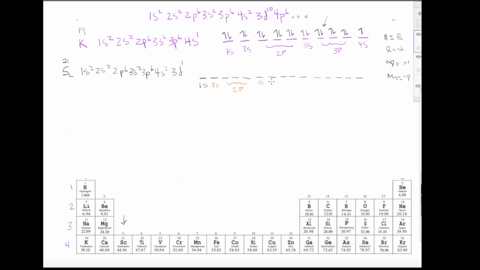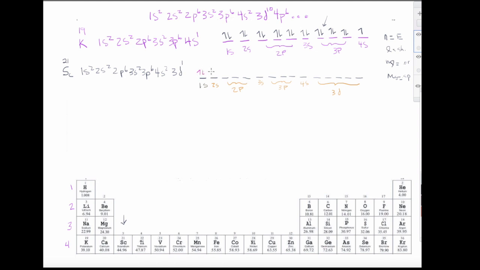Yes, you have to label the platforms so that it's absolutely clear. This is going to be 4s, and then we have 5 possibilities for the 3d. There, everybody's labeled. All right, and then I can go ahead and put in my electrons.